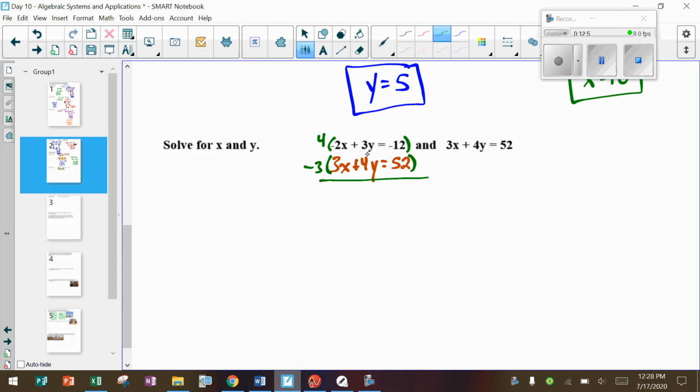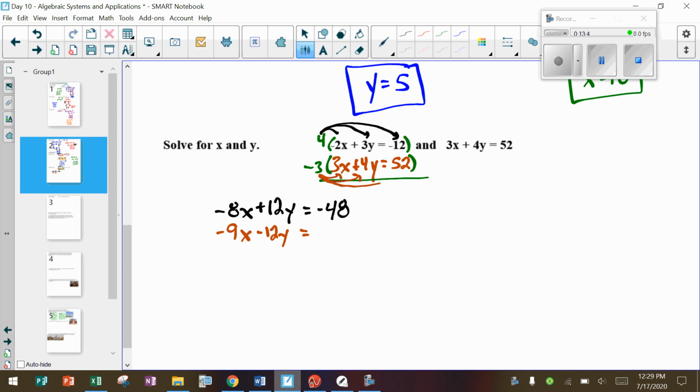Now we distribute, rewrite our equations, and then the y's will cancel nicely. So 4 times negative 2x is negative 8x. 4 times 3y is 12y. And then 4 times negative 12 is negative 48. Now I'm going to take the negative 3 and distribute it. So negative 3 times 3x is negative 9x. Negative 3 times 4y is negative 12y. And that's what I wanted, a positive 12y and a negative 12y. That's why I picked those numbers the way I did, so they would cancel.